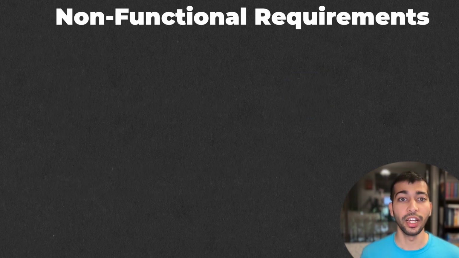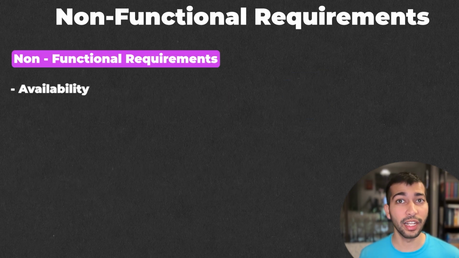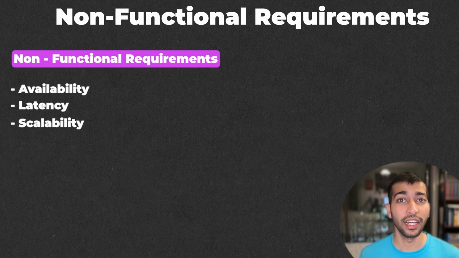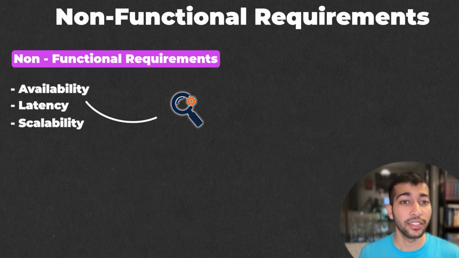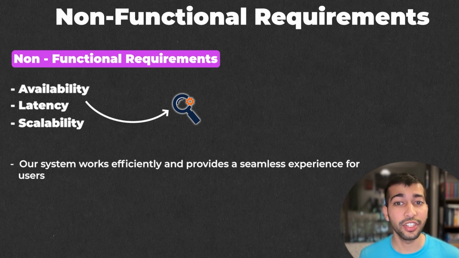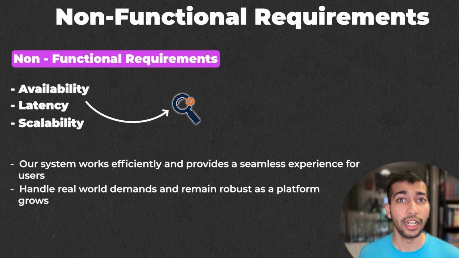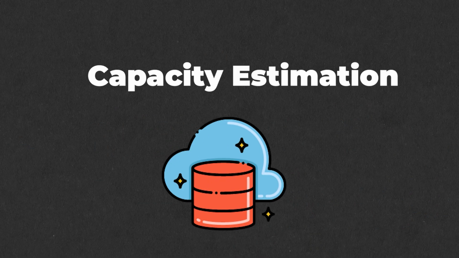So in conclusion, non-functional requirements like availability, latency, and scalability are critical to our search system. It ensures that our system works efficiently and provides a seamless experience for users. Addressing these early in the design process allows the system to handle real-world demands and remain robust as the platform grows. So before building any system, capacity estimation is crucial.